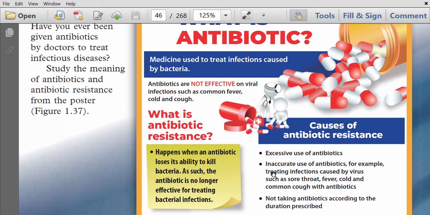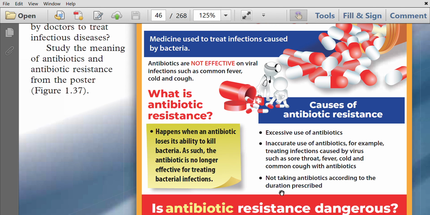Number two, inaccurate use of antibiotics. For example, treating infection caused by virus such as sore throat, fever, cold, and common cough with antibiotic. This is not suitable. And not taking antibiotic according to the duration prescribed. So if the doctor asks you to complete taking the antibiotic in 3 days, you have to complete. You have to finish the antibiotic. Otherwise, it will cause antibiotic resistance.